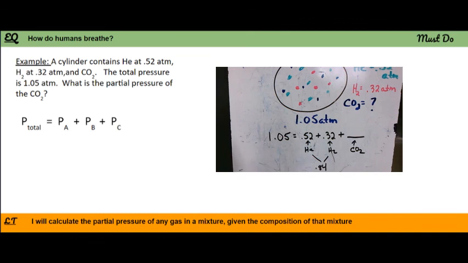So I end up with 1.05 minus 0.84. And I get that the CO2 is 0.21. Okay, and that one is atmospheres.